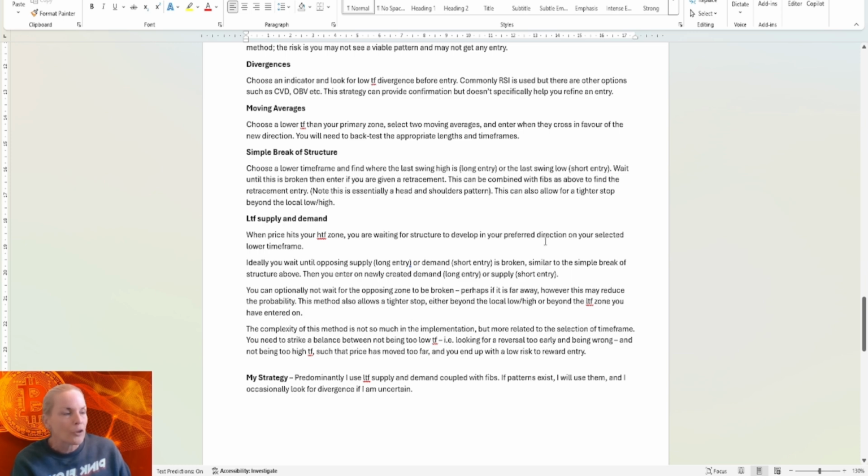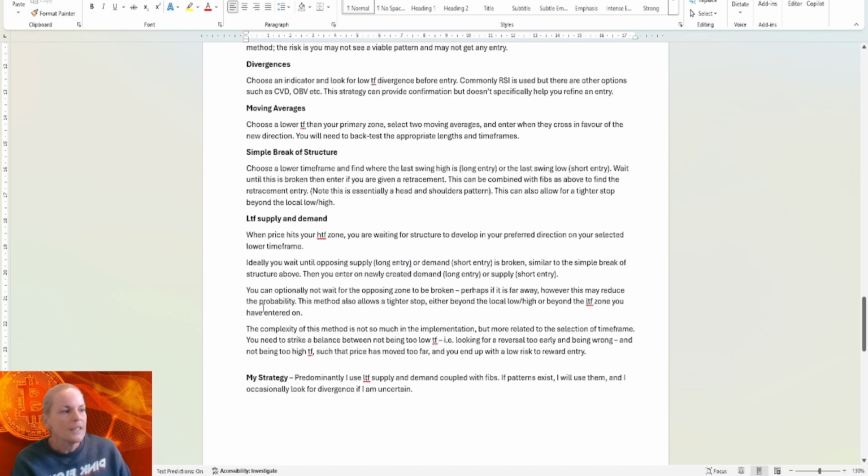It does allow you, this whole method does allow you to have a tighter stop. Again, you can use a stop below the wick, you can use a stop below the high time frame zone if you want to be more sensible, or you can use a stop below the much smaller low time frame supply or demand that you're trading.